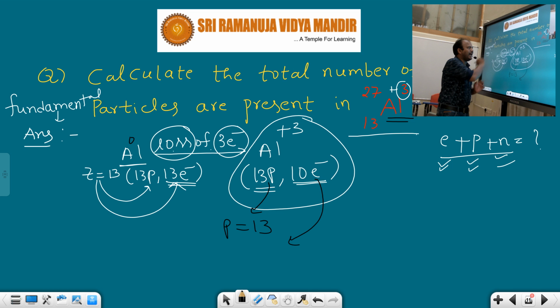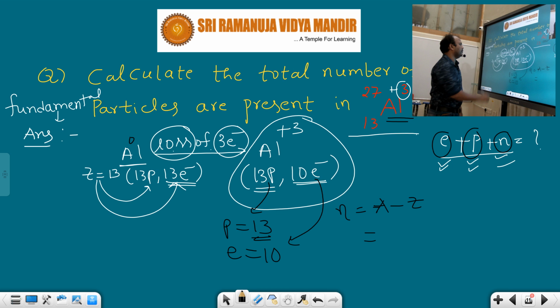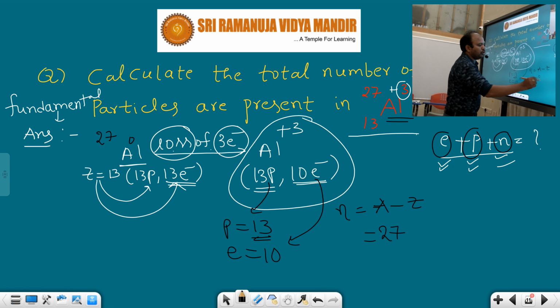Neutron number. The formula for number of neutrons, what is it? We know it is mass number minus atomic number. Mass number how much? For aluminium, we know it is 27. So the mass number of aluminium is 27. Atomic number how much? 13. In the last session, I said that one, the atomic masses of aluminium, silicon, nitrogen, phosphorus. So mass number 27, atomic number 13. Difference how much? 14.